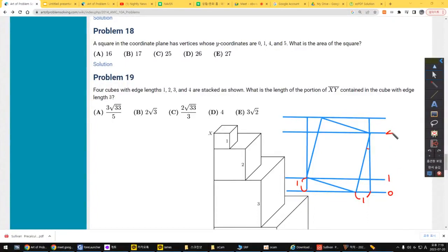the length of this leg is 4, so that means the length of this leg is also 4. So now, using the Pythagorean theorem, what will be the area of the inside square? 16 plus 1, it's 17. Yeah, 17 is the answer.